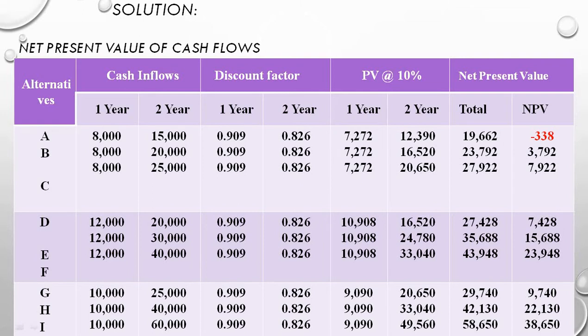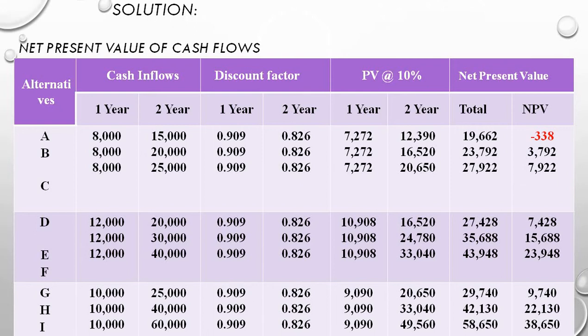In order to get the PV value, first year cash flows have to be multiplied with first year discount factor. For example, 8,000 multiplied with 0.909 will give you 7,272, which will be the same for B and C. Now D, 12,000 multiplied by 0.909 will give you 10,908, which will be the same for E and F. G, 10,000 multiplied with 0.909 will give you 9,090, which will be the same for H as well as I.